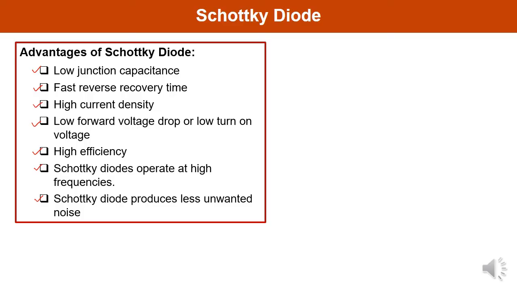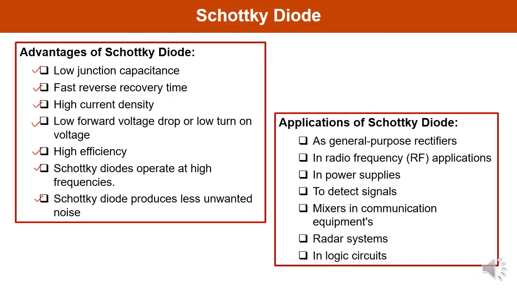Now let us discuss some of the applications. See, Schottky diode can be used as a general purpose rectifier. It can be used in radio frequency applications, in power supplies, to detect signals, means as a detector, for mixers in communication equipments, in radar systems, in logic circuits, at so many places, in SMPS, AC to DC converter, TTL logics. And what is the important factor? The switching speed is very high. It means it can operate up to a gigahertz range.